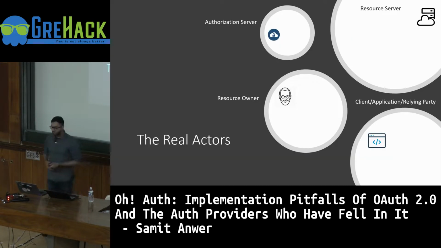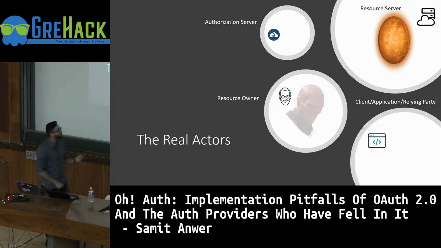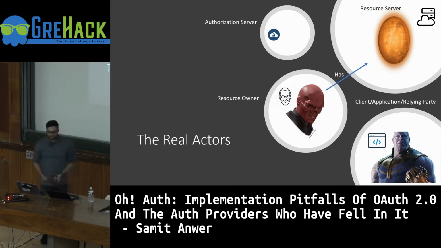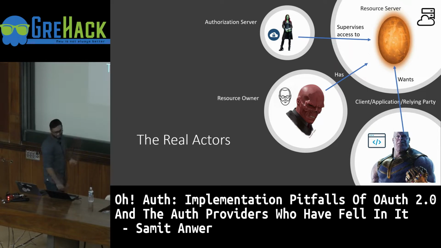So I'm a big fan of Marvel, and I made this small analogy with Avengers Infinity War. So the resource server will be played by the Soul Stone, and as you would know if you've seen the movie, the Red Skull owned or knew or had possession of the Soul Stone. So resource owner, which is Red Skull, has the Soul Stone. And then we have Thanos, who wanted access to the Soul Stone. And then we have Gamora, who knew where the Soul Stone is. It was on Vormir, and she could supervise access to it in a way. So she'll play the role of the auth server.